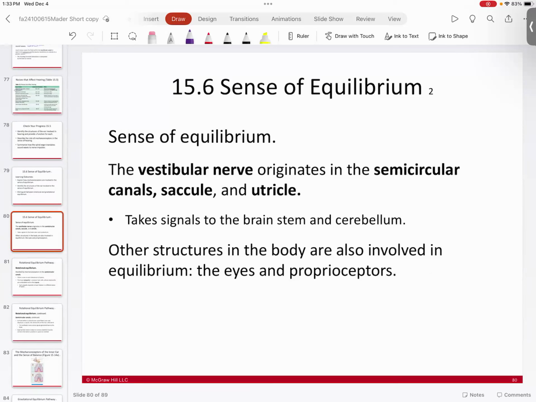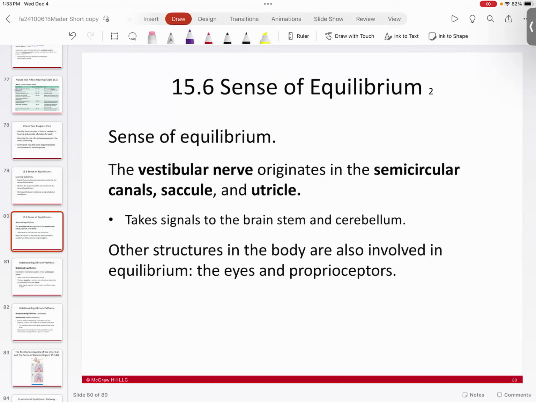So equilibrium. Let's talk equilibrium. Equilibrium is the other half of this cranial nerve. Remember, this cranial nerve was the vestibulocochlear nerve. We talked a little bit about the activity of the cochlear nerve and how you do the hearing thing. Now let's take a look at equilibrium. When the vestibulocochlear nerve gets to the inner ear, it splits into the cochlear nerve and the vestibular nerve.